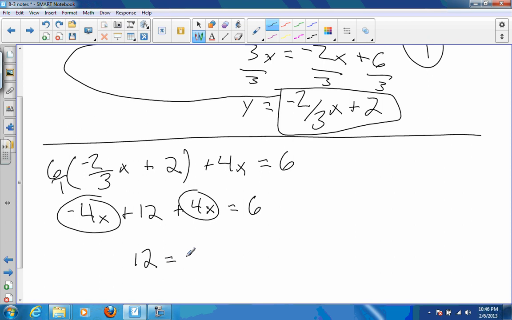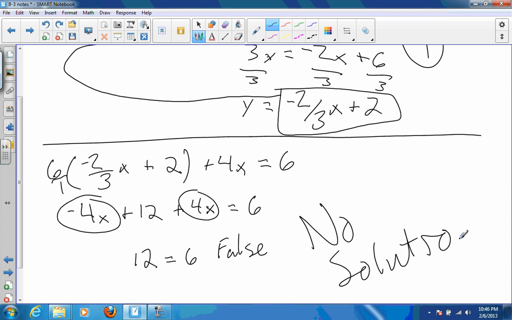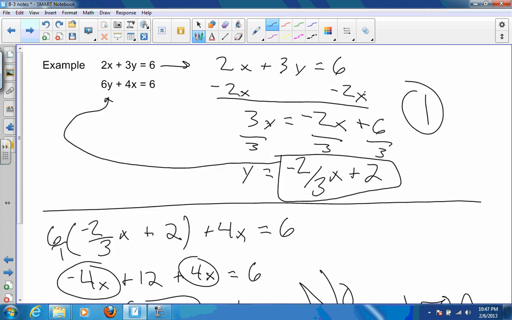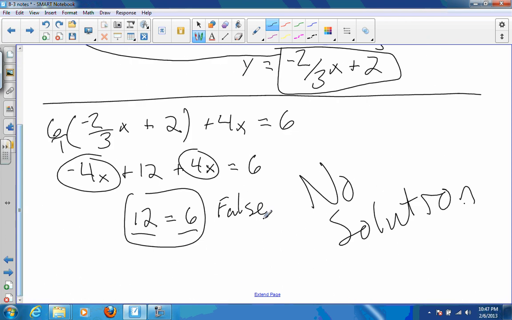I get 12 is equal to 6. That is obviously false. This means that those two lines are parallel and there is no solution. Okay? So remember, when you get two numbers that are not equal to each other, versus before when we got two numbers that were equal to each other, two numbers not equal to each other mean we have no solution.